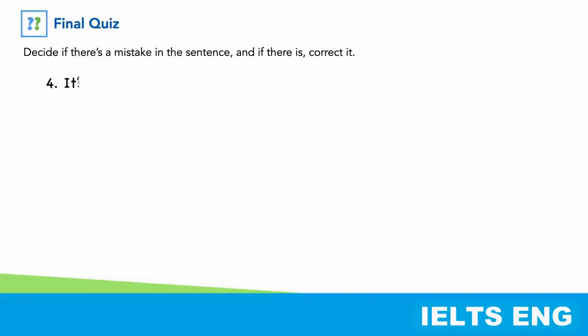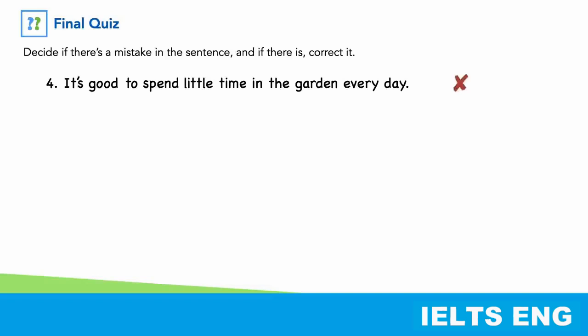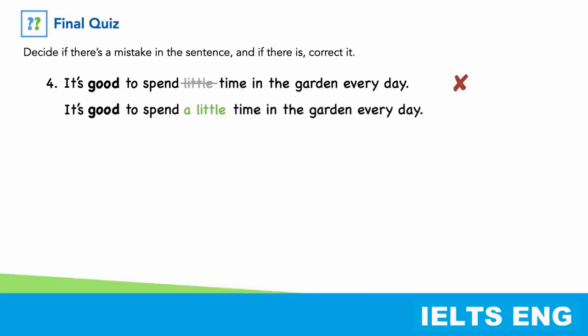Okay, next one, number 4. It's good to spend little time in the garden every day. This is incorrect because good is a positive sense. So we want to say it's good to spend some time in the garden every day, and therefore little needs to change to a little. It's good to spend a little time. It's good to spend some time in the garden every day.